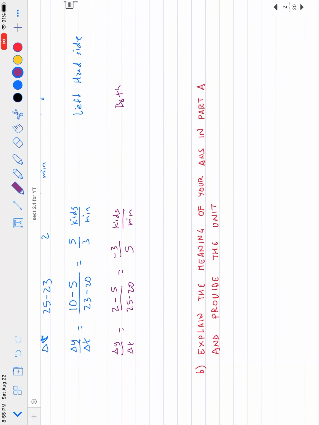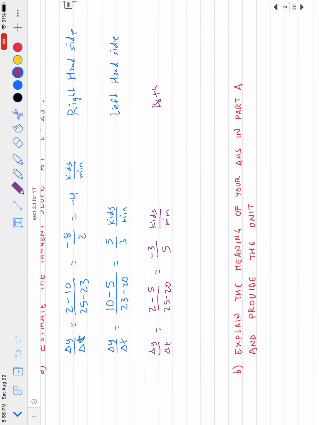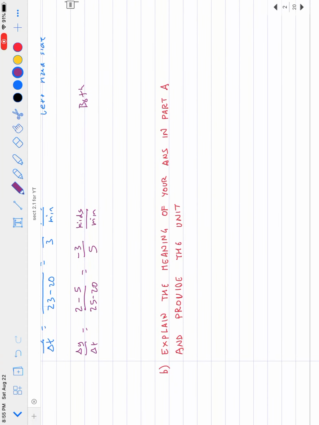Now, here it says explain the meaning of your answer in part A and provide the units. Well, I guess I actually provided the units already. It's the number of kids that you're going to be getting or losing per minute at that instantaneous moment. Okay. Yeah, so that's going to be our explanation and also the meaning of it. So if I write this down, kids per minute. Sorry, let me be a little bit more specific here. Let me write the whole thing out.